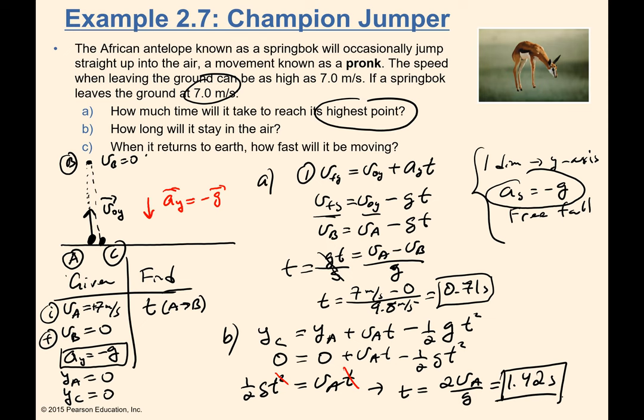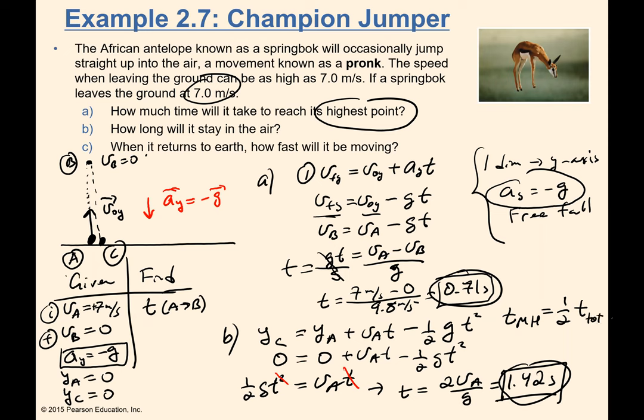Now let's compare one thing. This is the time from A to B. This is the time from A to C. Do you see how they are related? Well, the time it takes to go from A to B is exactly half of the time it takes to go from A to C, which is the entire thing. That means time to the maximum height is always going to be half of the total time.